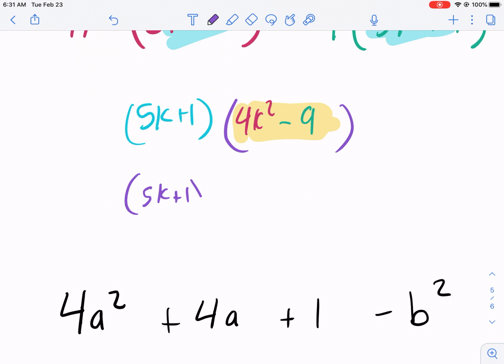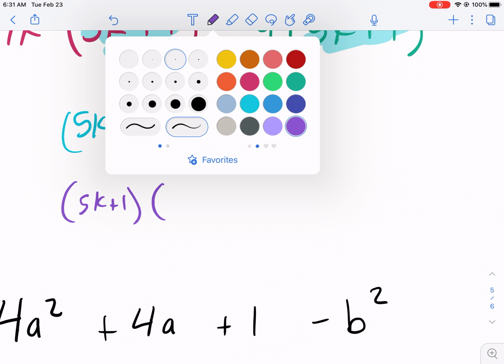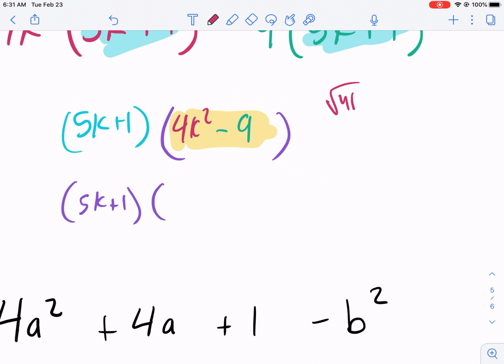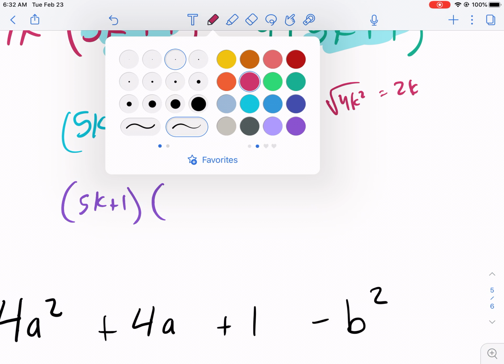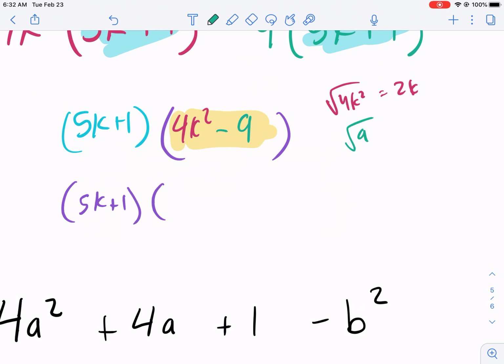5k plus 1. This factors out to, well, we need to take the square root of both those terms first. Square root of 4k squared gives me 2k. Square root of 9 gives me 3. Okay, so then what do I have? I need 2 parentheses for this yellow, like this. Okay, so this is my yellow. This factors out into the above.